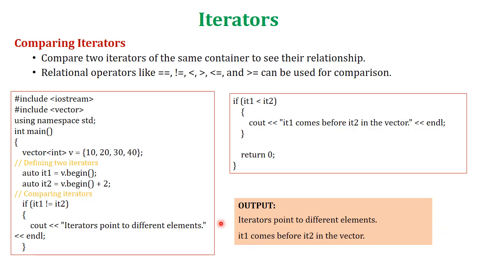We'll see one example. Vector v is a collection of elements. Now here there are two variables. it1 starts from the beginning, it2 from beginning plus 2, which means here. Now we are going to verify if it1 is not equal to it2. Automatically it will print that the iterators point to different elements. Next we compare it1 less than it2. That condition is true, so it will print that it1 comes before it2 in the vector.